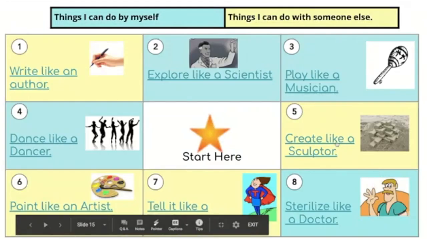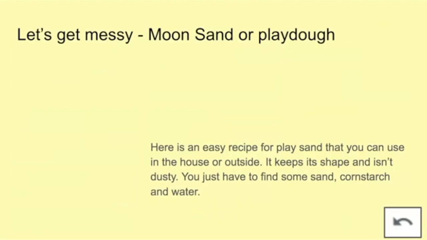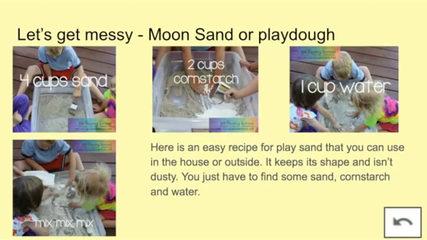Then I went to create like a sculpture. And in Create Like a Sculptor, this is a really easy recipe to make moon sand at home. They have to find 4 cups of sand, maybe they have around their neighborhood or in their sandbox. Add 2 cups of cornstarch, a cup of water, mix it together, and then it keeps its shape. It isn't dusty, so then you can have an indoor sandbox like we would have in our classroom.